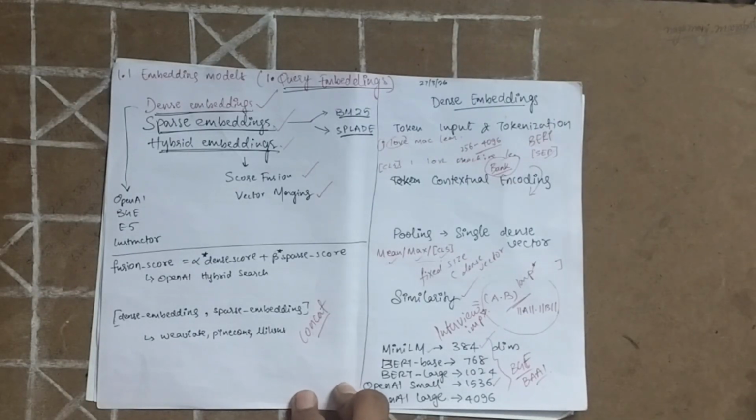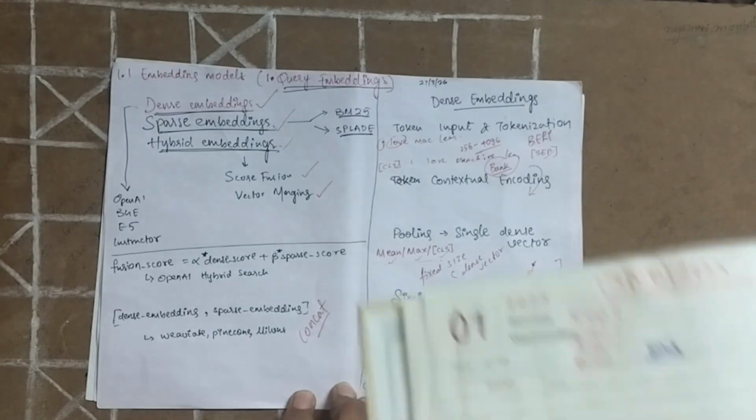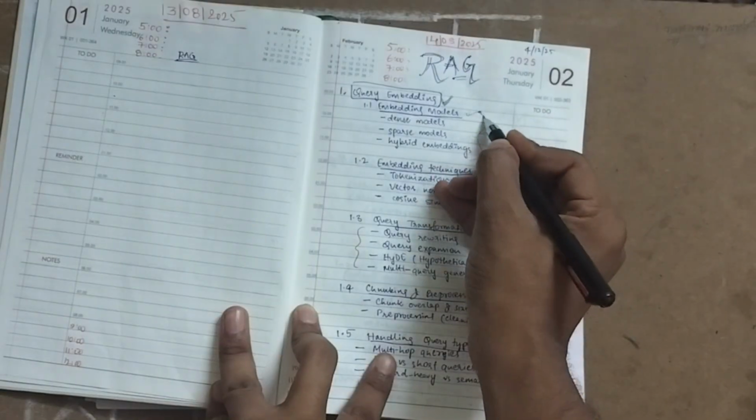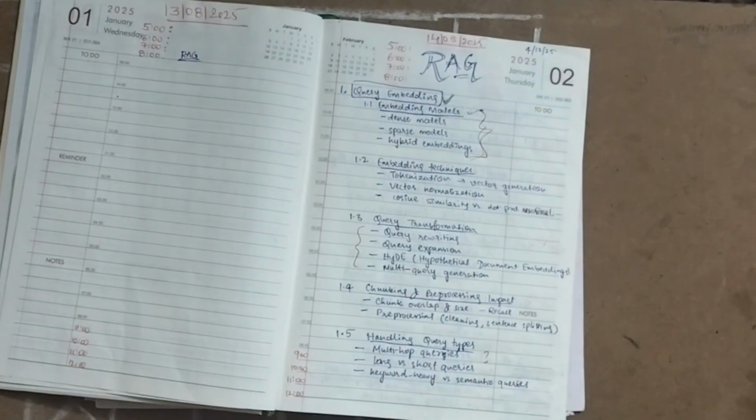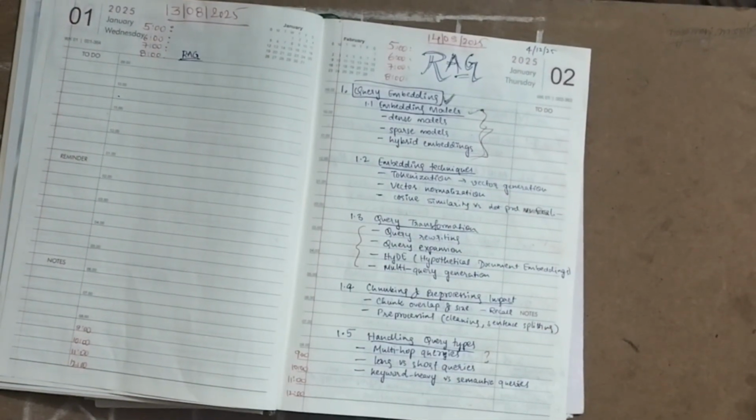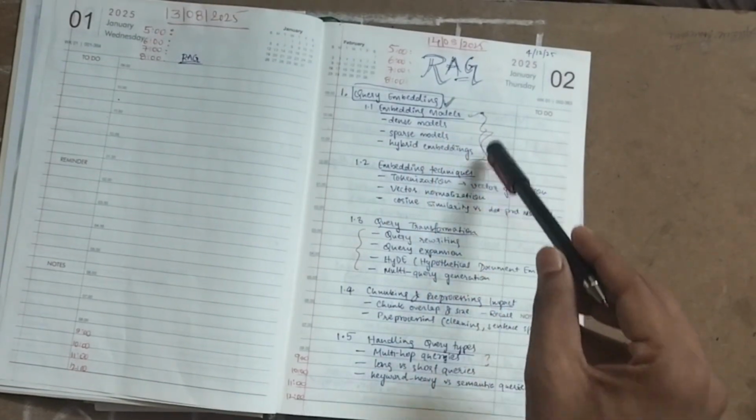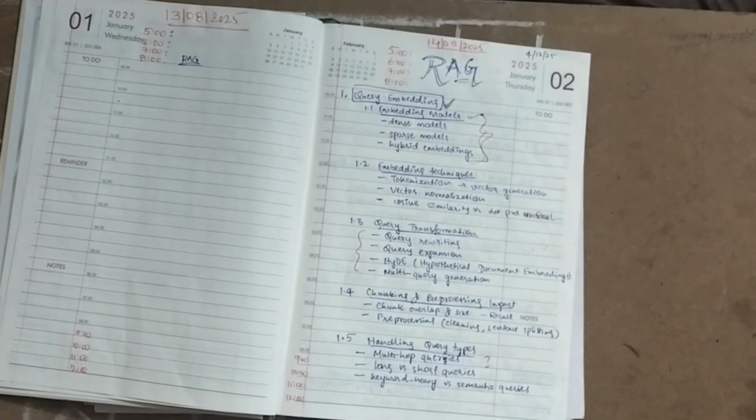So we talked about the first section here. This is mostly it for the video. I just wanted to keep it short. So we covered this aspect, section 1.1, where query embedding is the main topic, and we talked about embedding models, dense embeddings, sparse embeddings, and hybrid embeddings.